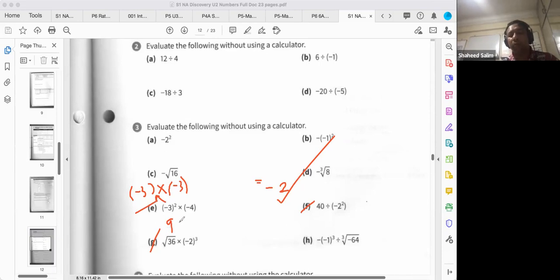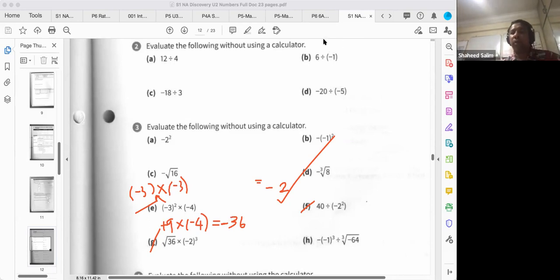Then you've got one more now, times minus 4. So how? Okay, in this case, 9 times 4 is 36. Plus, this one is plus, right? Minus, plus. Plus and minus gives minus. This is minus 36. Are we confused or not? No? Okay, good.